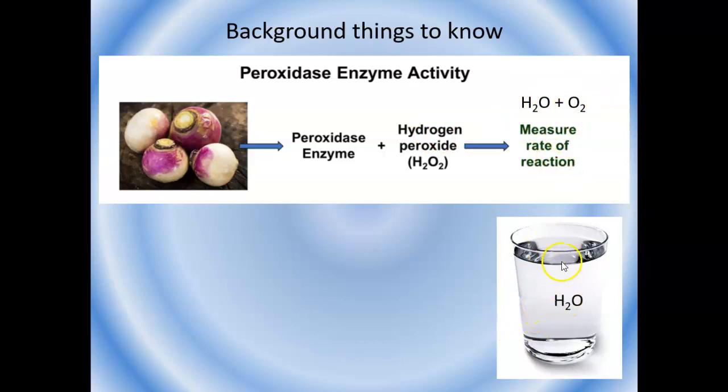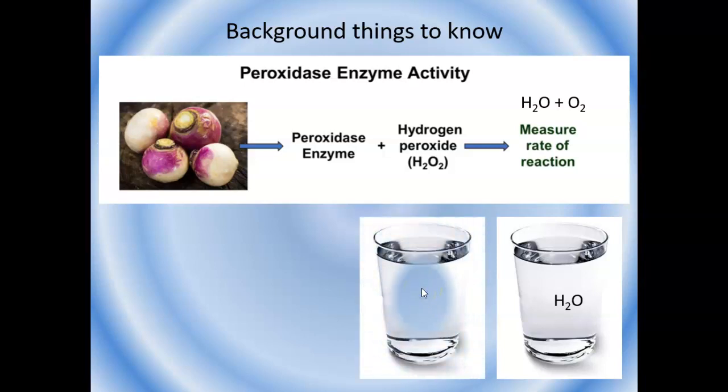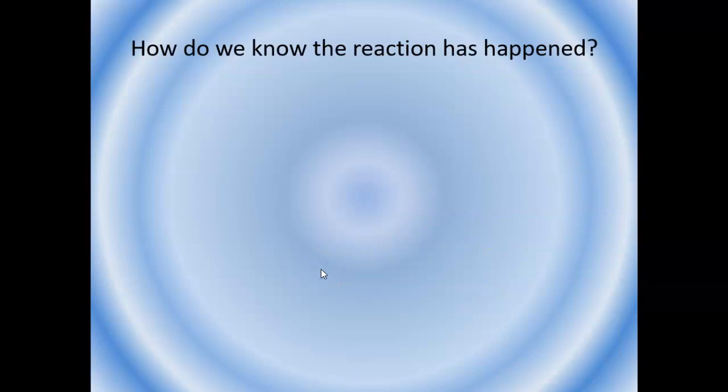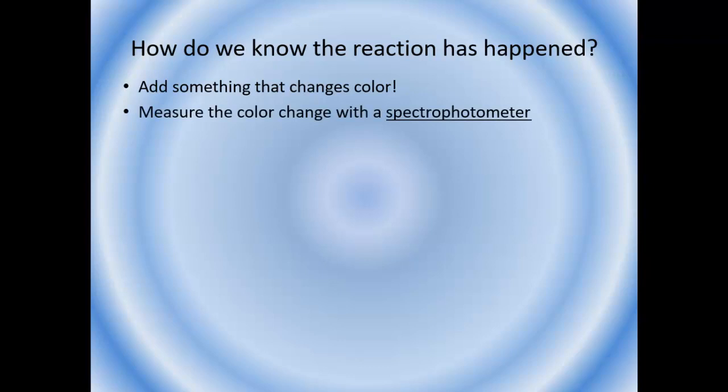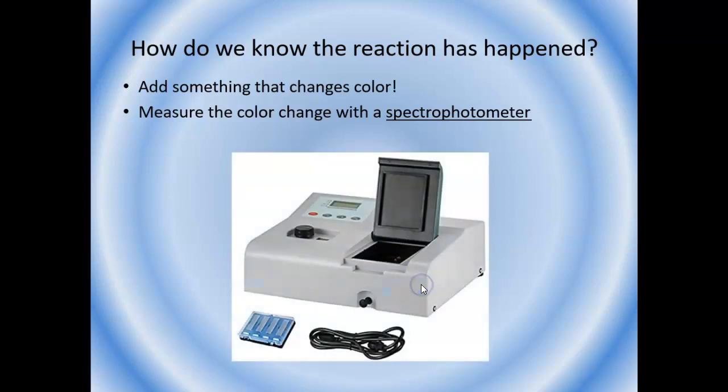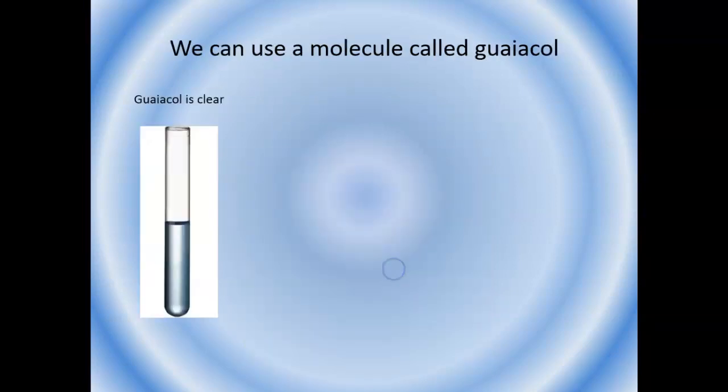Right? So we can look at water and say, yeah, that looks like water. If we wanted to do this reaction, one thing that's important to understand is that hydrogen peroxide looks pretty much the same. So there's no visual way to tell the two apart, H2O2 and H2O. They look pretty much identical. So how do we know a reaction has actually happened here? Well, we need to add something that changes color, and then we want to measure that change of color. We can do that using an instrument called a spectrophotometer. Here's a picture of a spectrophotometer. We need to explain a little bit how spectrophotometers work, how they enable us to measure that color change.